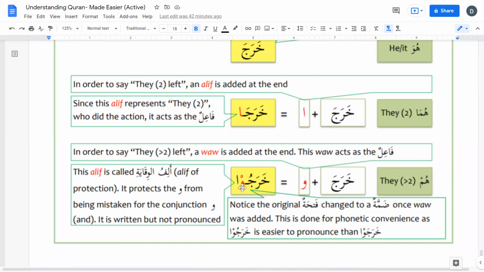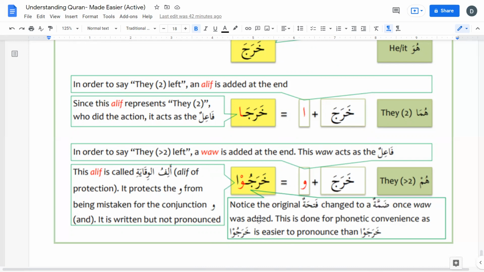To make it more prominent that it's a fi'l madi, this alif is over here, and this waw is the doer for they. So kharaja is the huwa version, and when we add waw, it becomes kharaju. Kharaju means they left.